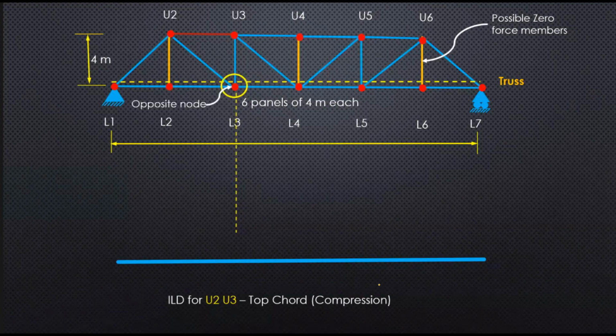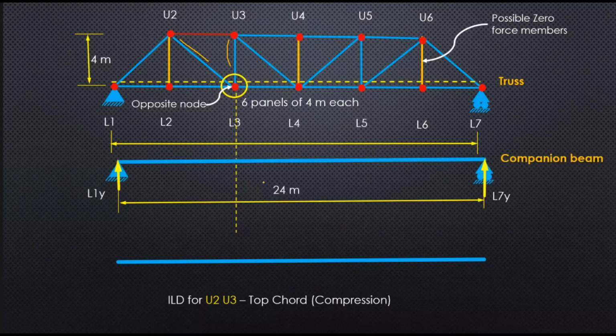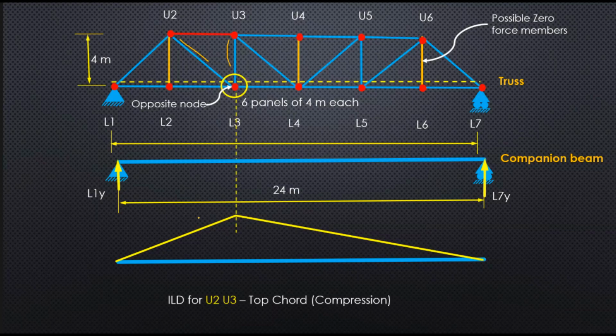We find an opposite node. That means the member, I mean the two members joining at a point, is an opposite corner. Now, what is the force in the member U1, U2? You have to write a companion beam, because a truss is nothing but a flexural system, correct? So in the companion beam, at the node I want, I write the bending moment.